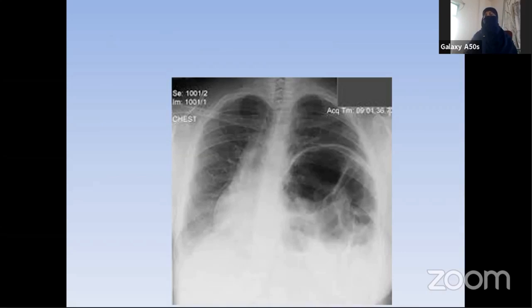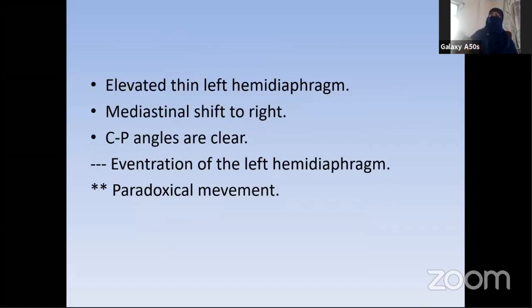And we know that the air-containing organs casting shadows in the abdomen are the stomach and large gut. Of course, the first part of the duodenum, and a little amount of air is seen in the small gut. And this is called eventration of the left hemidiaphragm.